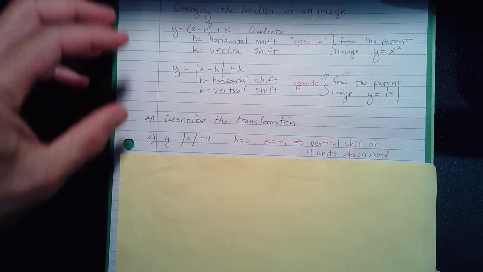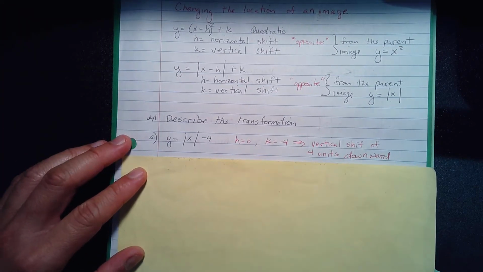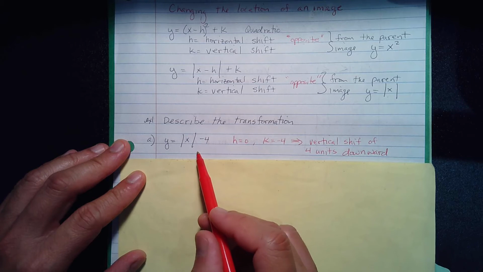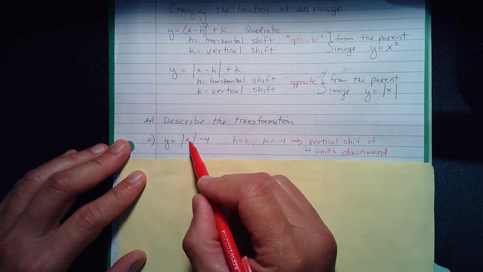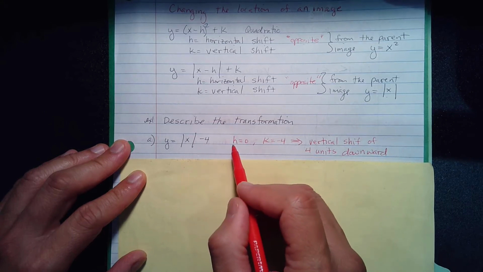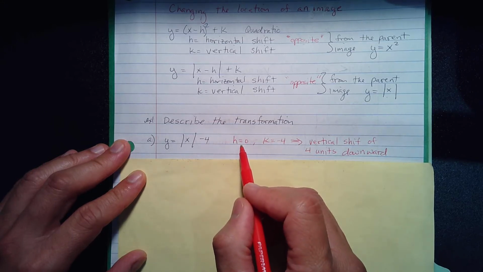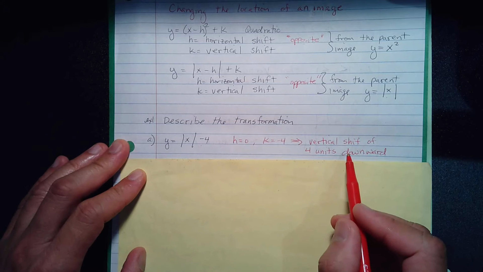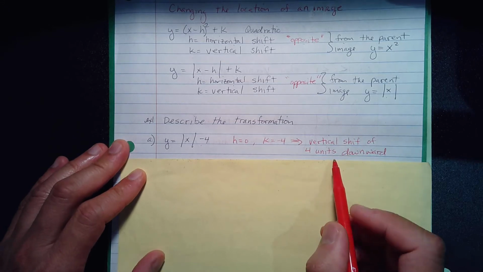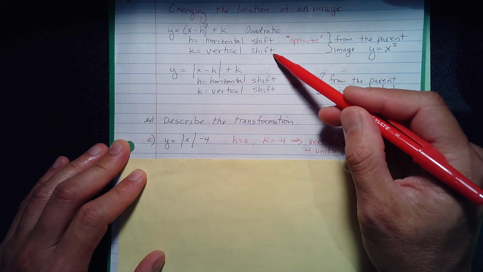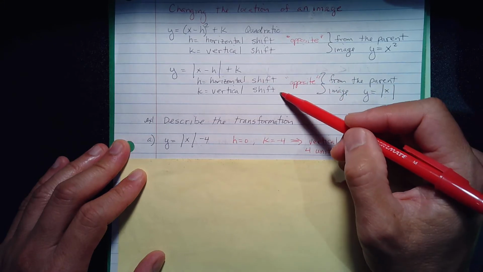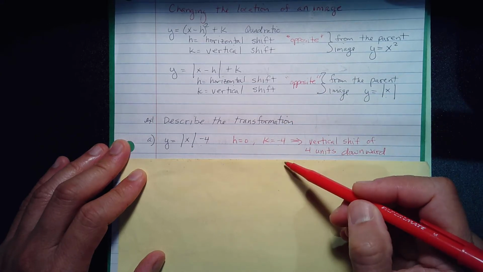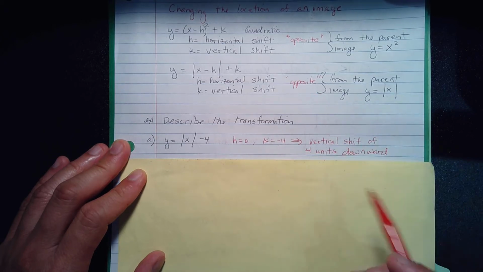Example 1, it says describe the transformation for y equals the absolute value of x minus 4. So if you notice, there is no other number inside the absolute value, so you will not have a horizontal shift. It's going to be 0. K is negative 4, so you will have a vertical shift of 4 units downward. Again, we discussed earlier that k represents a vertical shift, either going upward or downward. So if it's negative, it's going downward. If it's positive, it's going upward.